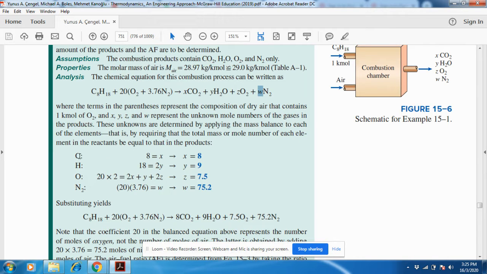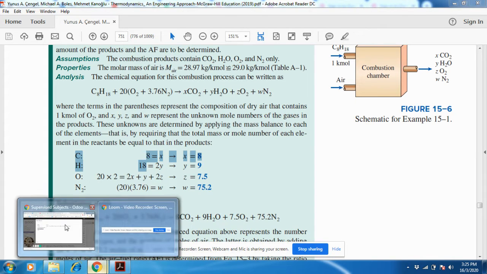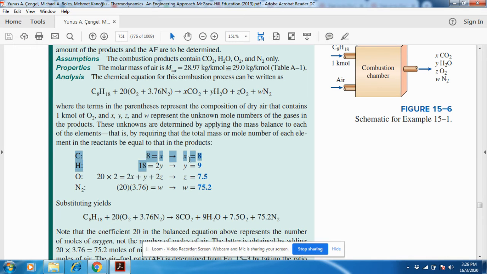While writing the balance equation, we started from carbon. We focus on the reactant side first. In the reactants, we have carbon in the fuel, and there are 8 carbon atoms in the reactants. Then we look into the products. In the products, we have carbon in CO2, and we have assumed there are X kilomoles of CO2. So X atoms are there for carbon. By writing the carbon balance equation, we get that there would be 8 kilomoles of CO2.